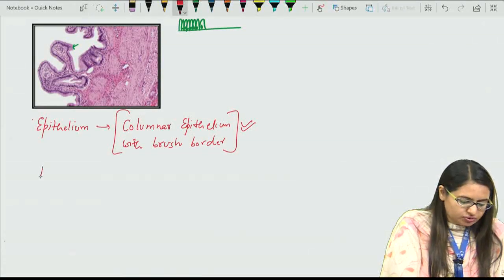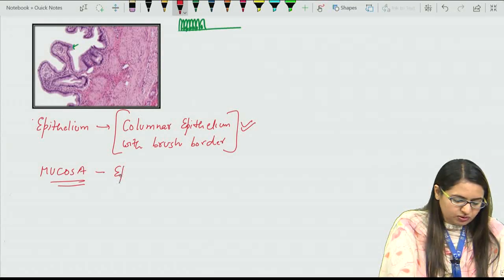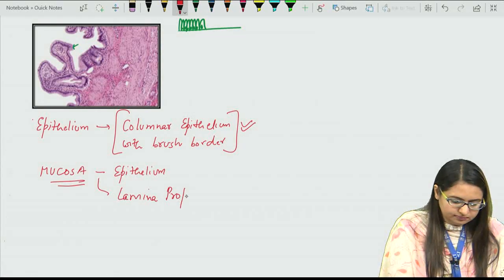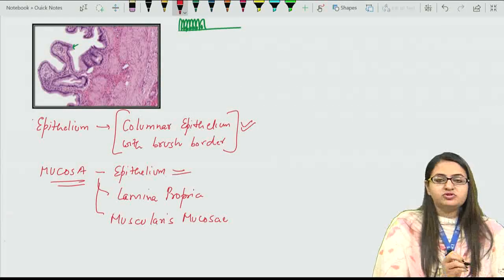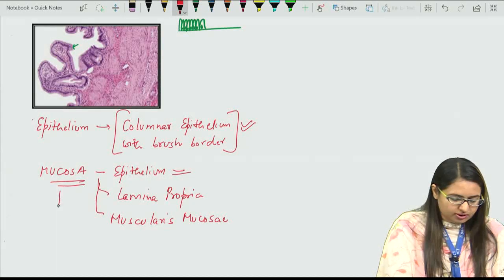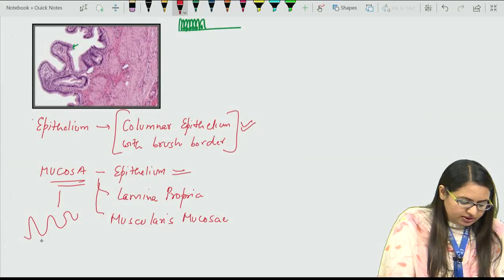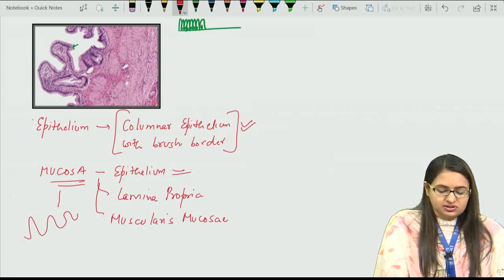Now when we see the mucosa portion of the gallbladder, we know that it is divided into three components. It is having epithelium, lamina propria and muscularis mucosa. We have already talked about the epithelium which is present over here, columnar epithelium, and the mucosa over here is thrown into folds like this, which we can visualize in this picture. So these folds, these are the temporary folds.